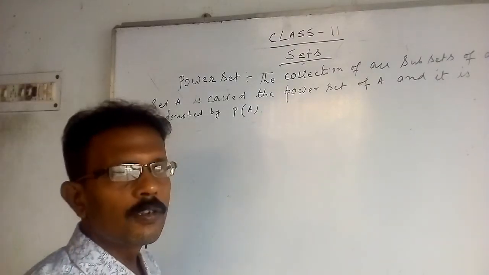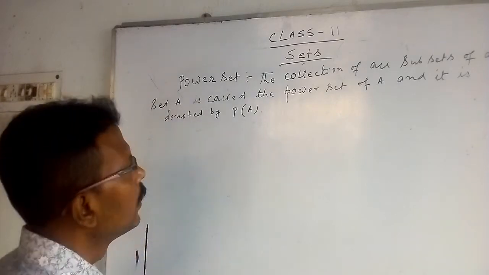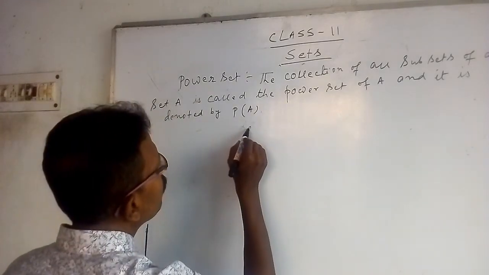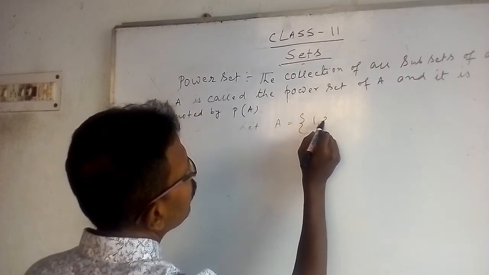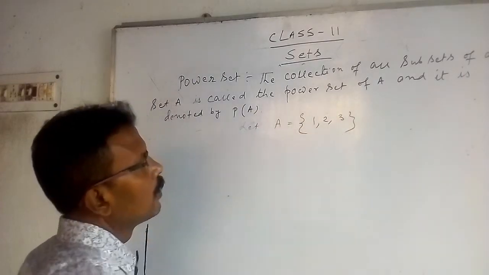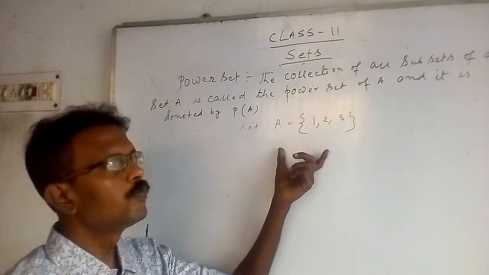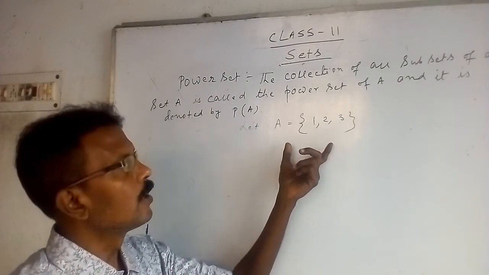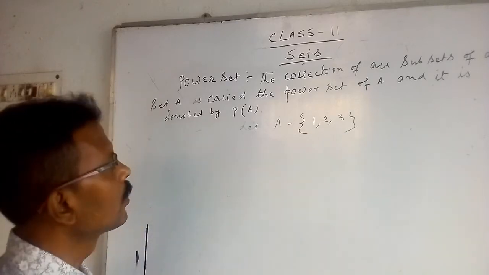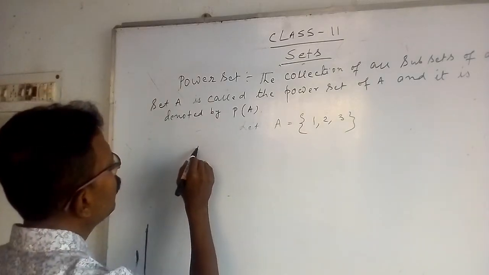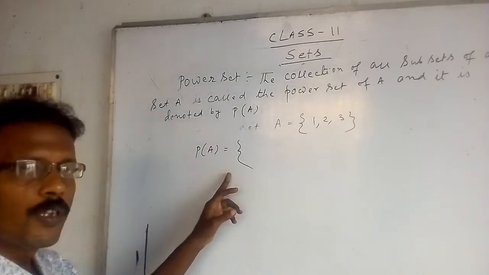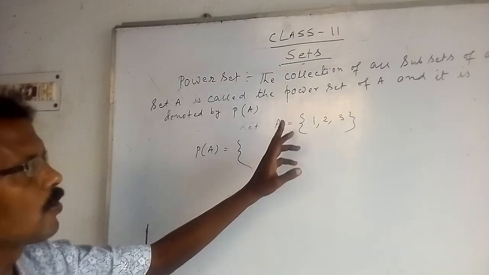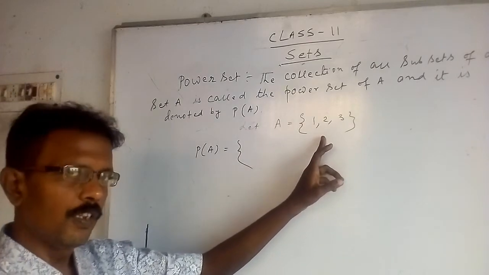Now let us consider one example. Let A be the set {1, 2, 3}. Now we have to write the power set of this set, that is, P of A, which is also a set that contains all the possible subsets of this set.